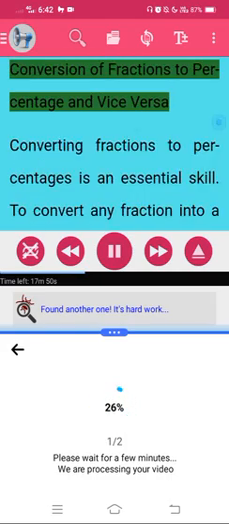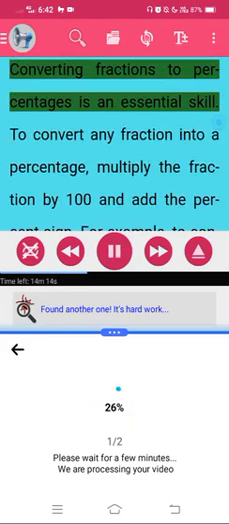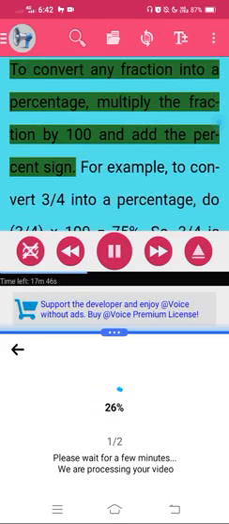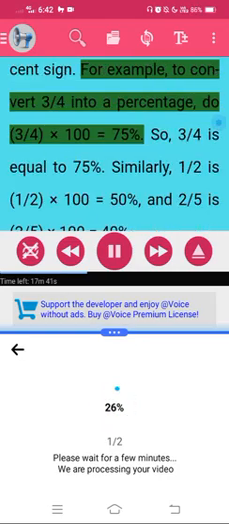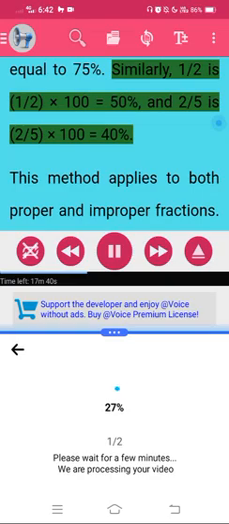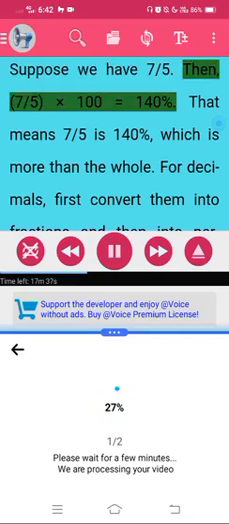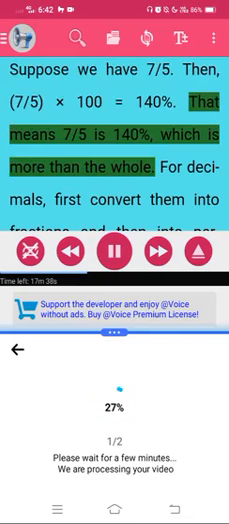Conversion of fractions to percentage and vice versa. Converting fractions to percentages is an essential skill. To convert any fraction into a percentage, multiply the fraction by 100 and add the percent sign. For example, to convert 3/4 into a percentage, do 3/4 times 100, equals 75%. So, 3/4 is equal to 75%. Similarly, 1/2 is 1/2 times 100, equals 50%, and 2/5 is 2/5 times 100, equals 40%. This method applies to both proper and improper fractions. Suppose we have 7/5. Then, 7/5 times 100 equals 140%. That means 7/5 is 140%, which is more than the whole.